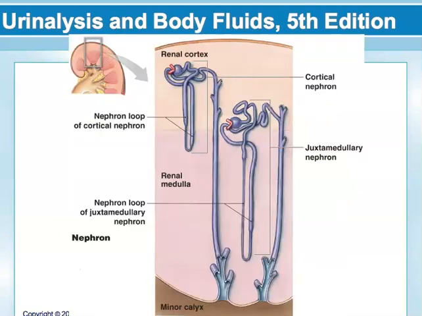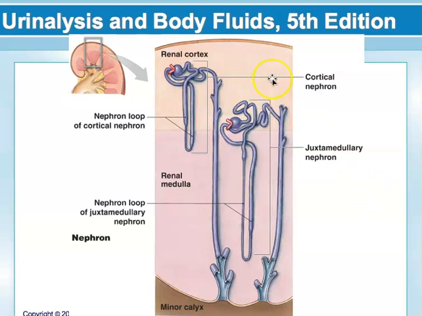Okay, the nephron is considered the functional unit of the kidney. Each kidney contains about 1 to 1.5 million nephrons, and the kidney contains two different types of nephrons. We've got cortical nephrons, which are located in the renal cortex, that make up about 85% of nephrons found in the cortex of the kidney. Their primary function is removal of waste products and reabsorption of nutrients.